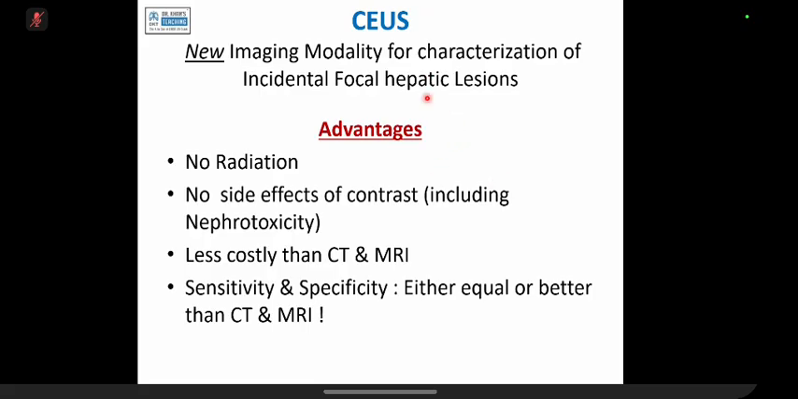Contrast ultrasound. Next 3 slides are about contrast ultrasound. No radiation, no side effects of contrast, including nephrotoxicity. This is the big one, and less cost. Sensitivity, specificity either equal or better.